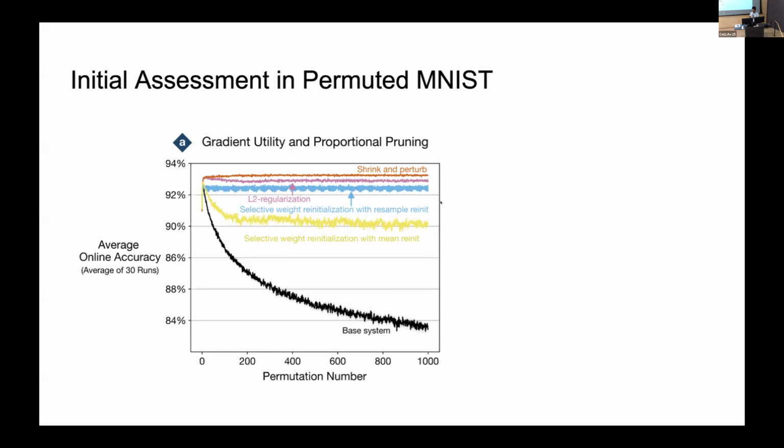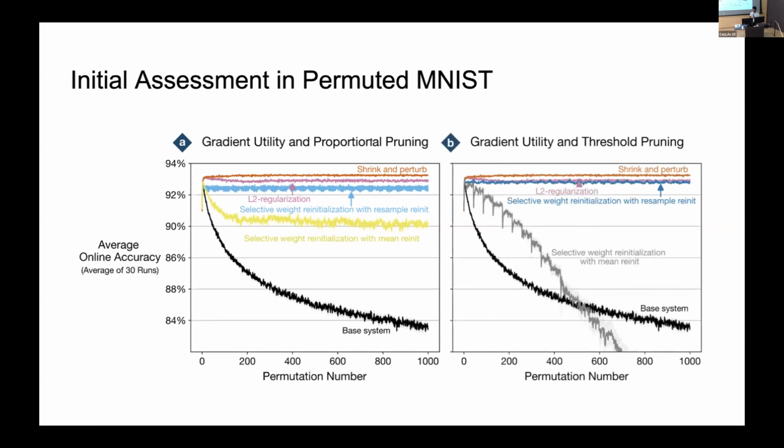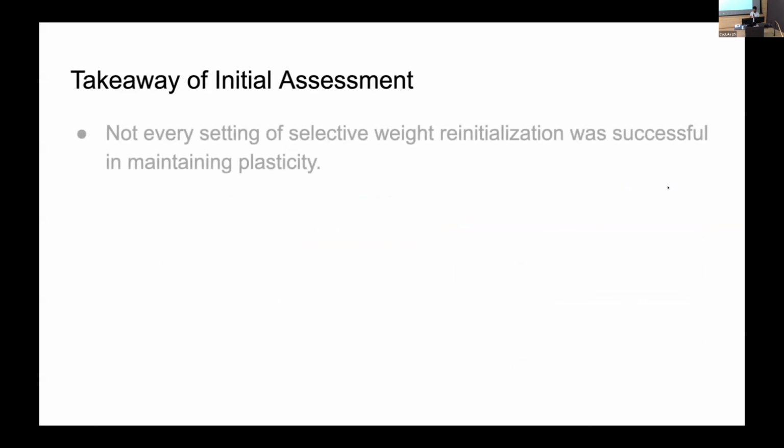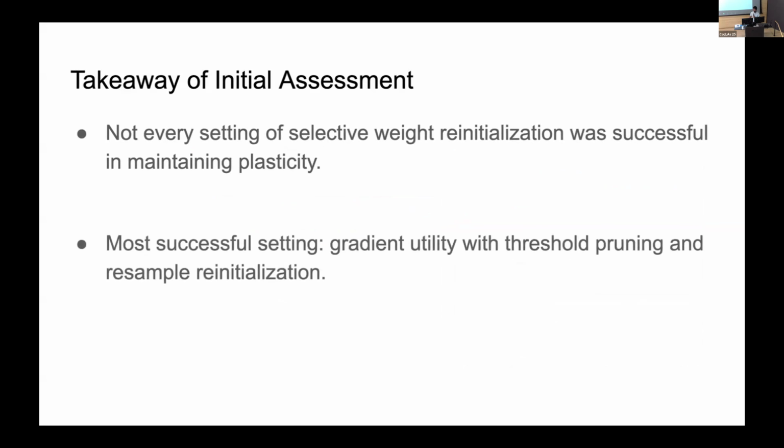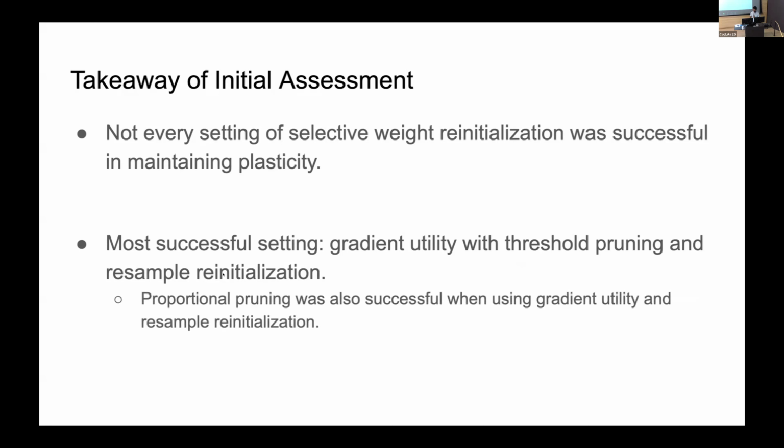What you see is that this performs fairly well, and this is using the proportional pruning that I described earlier. And similarly, you can see what happens when you use threshold pruning instead of the proportional pruning. Similar results: the mean reinitialization doesn't work. Resample initialization works. So the takeaway from this initial assessment is that not every setting of weight reinitialization is going to be successful. The most effective strategy is you use gradient utility with threshold pruning and reinitialize the weights randomly. If you use proportional pruning, that's also effective, but it doesn't perform as well.